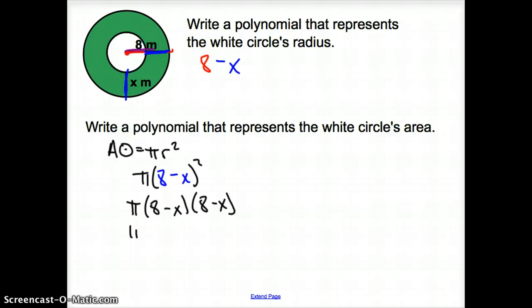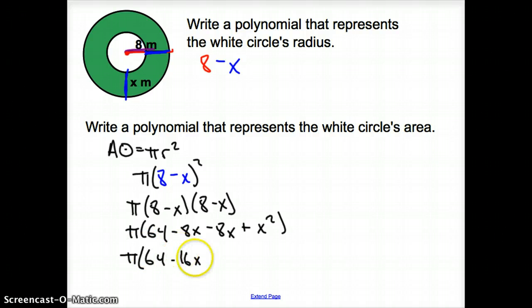Here, I'm just going to leave my pi till the very end. Don't worry about the pi until the very end. Just bring it with wherever you go. So 8 times 8 is 64. This 8 times that x is negative 8x. That x times that 8 is negative 8x. And then that negative x times that negative x is a positive x squared. Now I'm going to simplify, still bringing my pi along. So it's 64 minus 16x plus x squared.